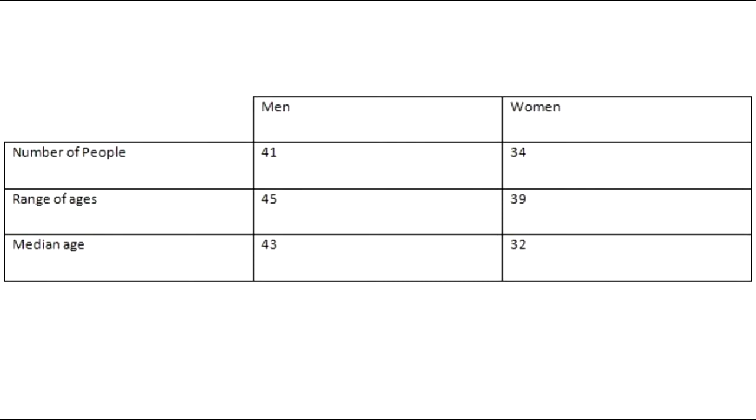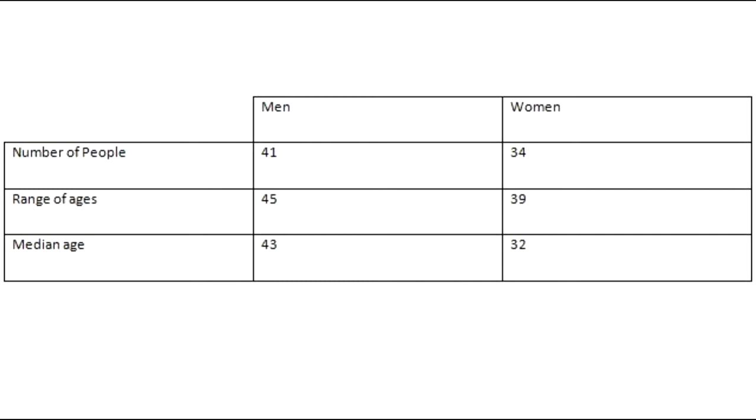When you count all the numbers for men, it comes to 41. In the same way, when we count all the information given for women, it will be equal to 34. So the number of women will be 34. Now in order to find the range of men, the range will be the greatest value minus the smallest value. For men the highest value is 64 and the smallest value is 19. So 64 minus 19 is equal to 45. And for the women it will be 58 minus 19, which is equal to 39.